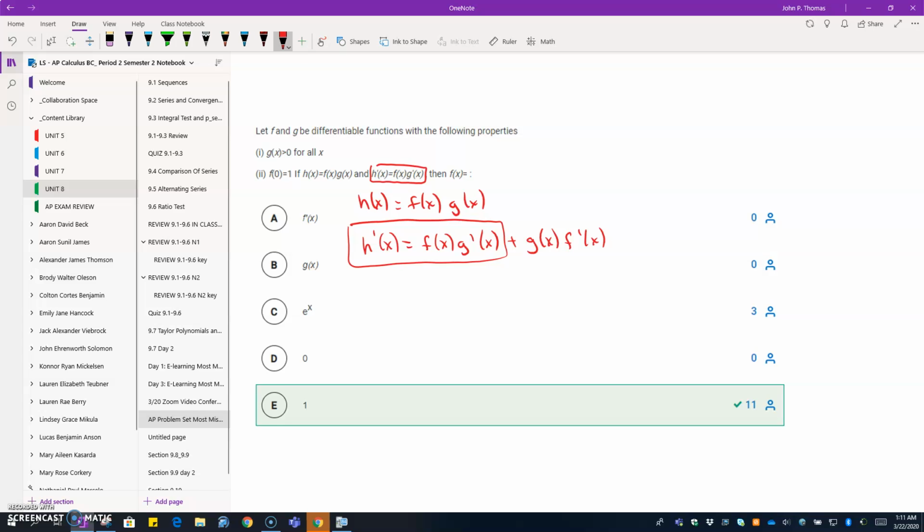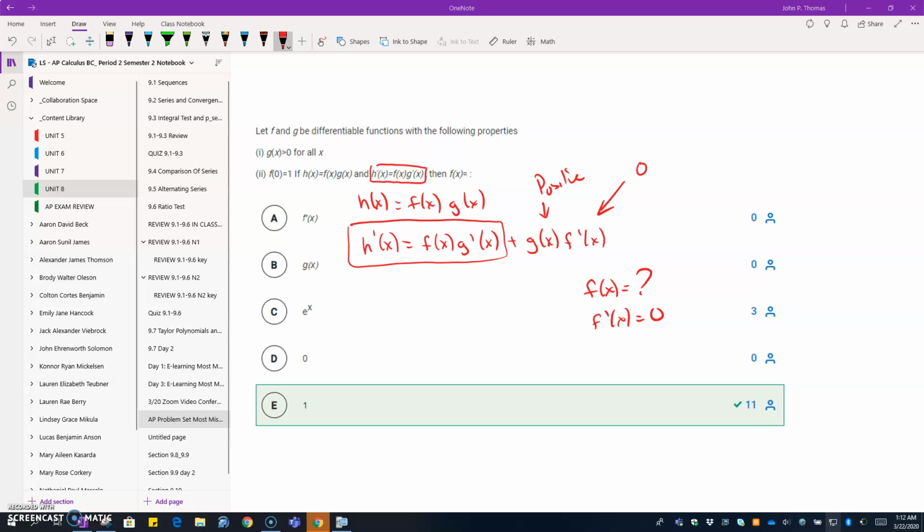So now I need to look back in and find out g of x times f prime of x. Now, we know that g of x is greater than 0, so this has to be positive. That means we need this piece to be 0. That's the only way that we can get back down to what they said it should be, which is f of x times g prime of x. So I need a function f of x such that f prime of x equals 0.